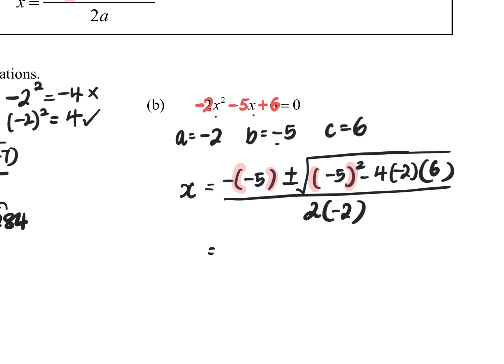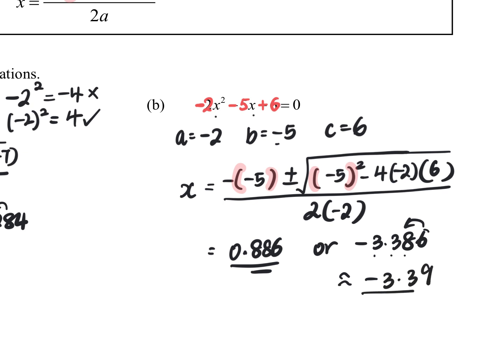So with my first answer, I managed to get 0.886. Since this is already 3 sig fig, I'll keep this as the answer. Or press equal again, my second answer, negative 3.386. Okay, but since I need to round it off to 3 significant figures, 1, 2, 3, this one I round up, negative 3.39. Alright, so in that case, I've gotten both my answers. Have you gotten your answer? Okay, without further ado, let's begin to look at the next type of question.